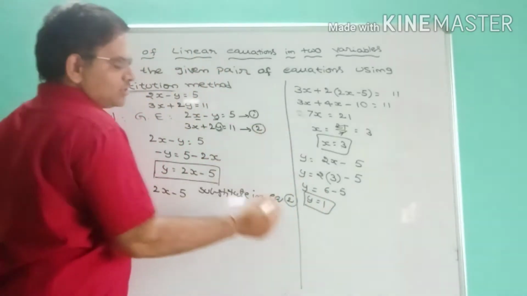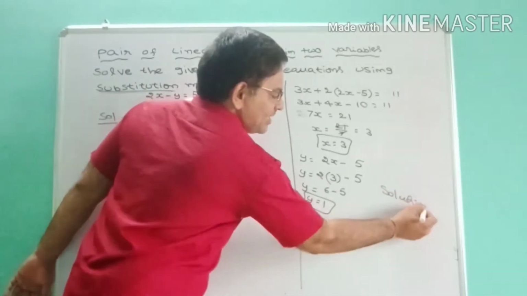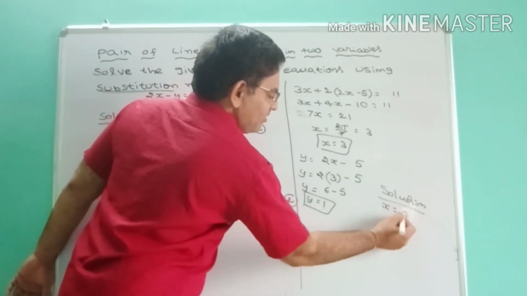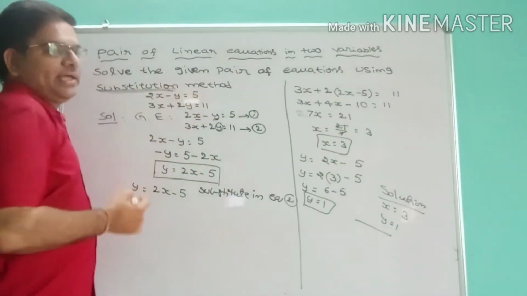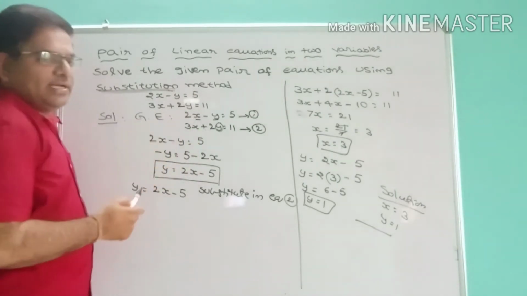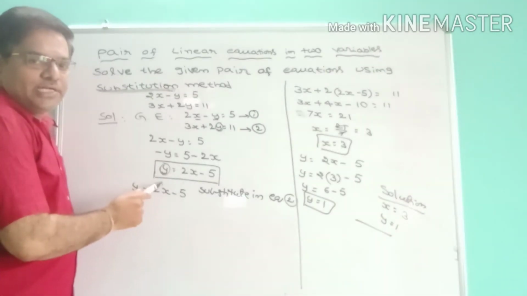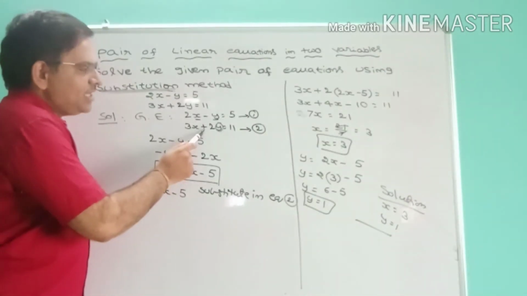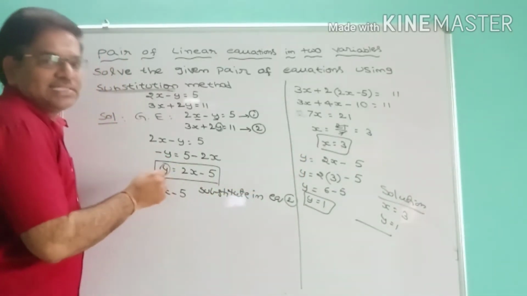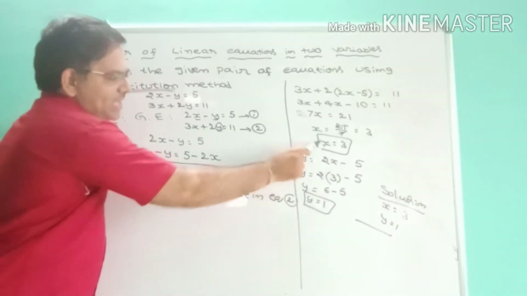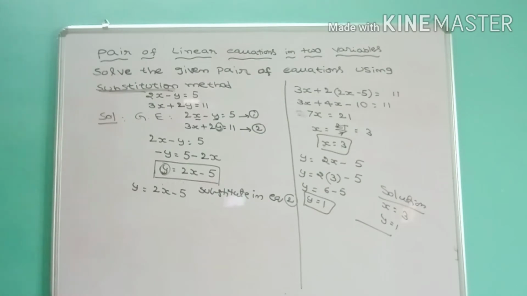So what is the solution for this pair of equations? The solution is x value 3, y equal to 1. This is the substitution method. Once again, in these two equations, take one variable as the subject. Substitute that subject in the other equation, then you get one variable's value. Substitute that value in the previous equation, then you get the x and y values. This is the substitution method.